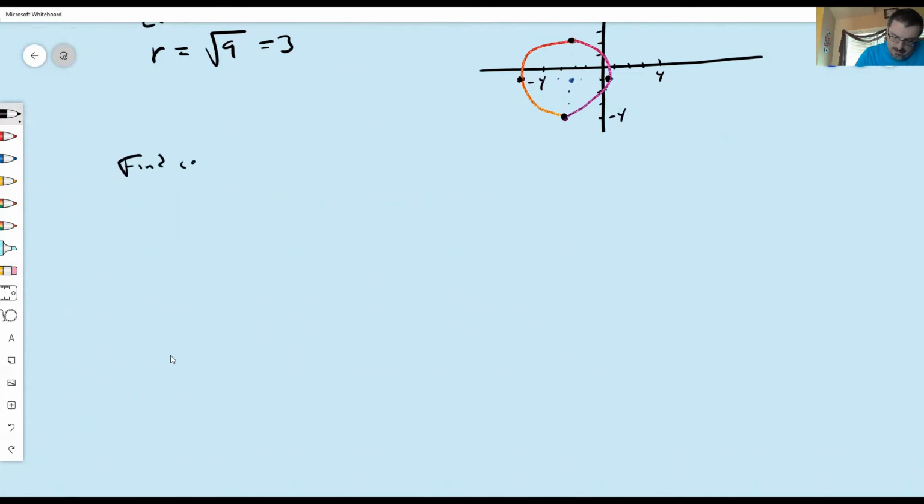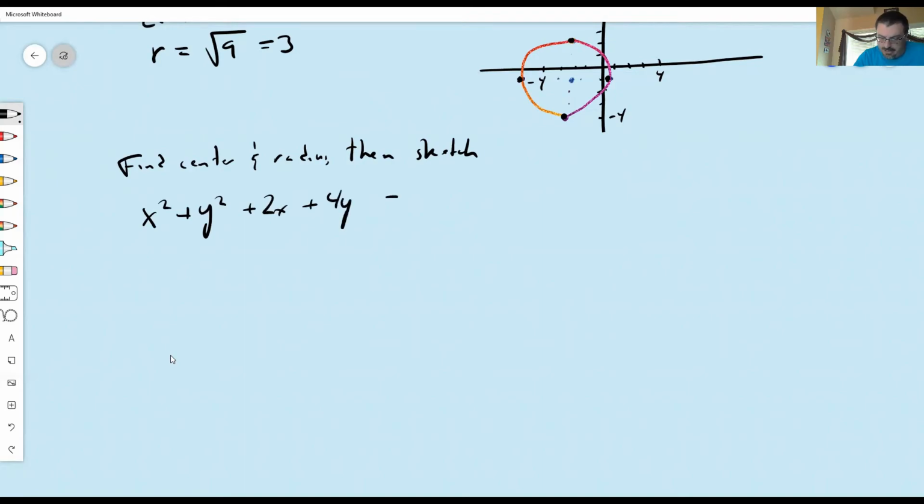Find center, radius, then sketch. So x squared plus y squared plus 2x plus 4y equals 11.